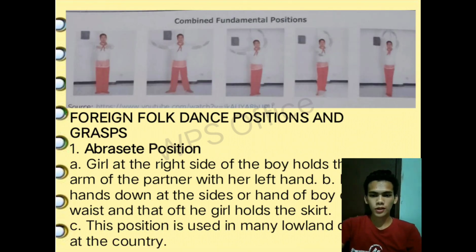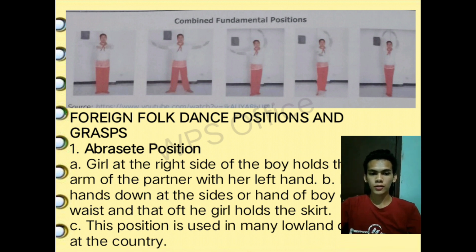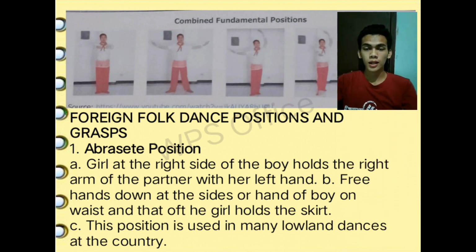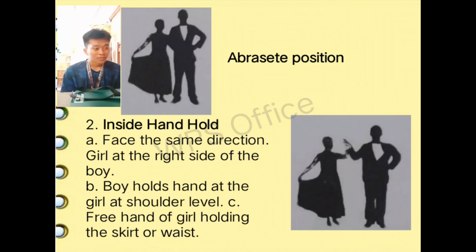Folk dance position and grasp. First, the open position. In this position, the girl stands at the side of the boy while holding the partner's right arm. Next, free hands down at the sides. The boy's hand holds the girl's hand or her skirt. Next, the position is used in many lowlands dances in the country.